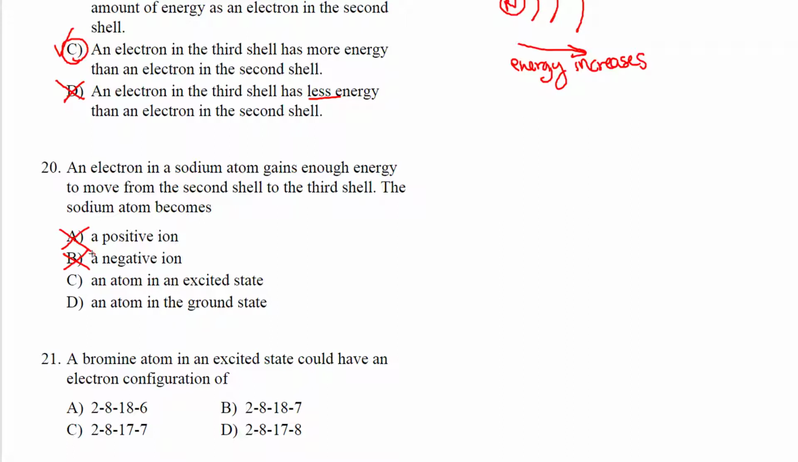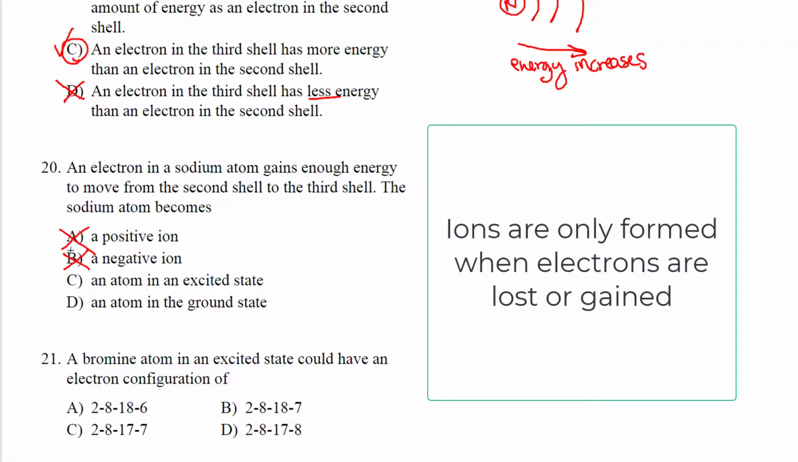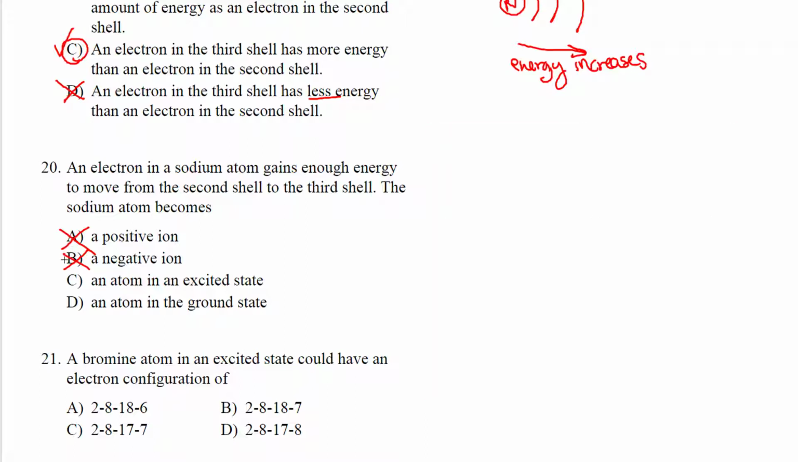A and B are both not possible choices. Ions are only formed when electrons are either completely lost or gained. Because of that, we're just moving from shell to shell within the same atom. We're not losing any electrons at all. So A and B are not possible.